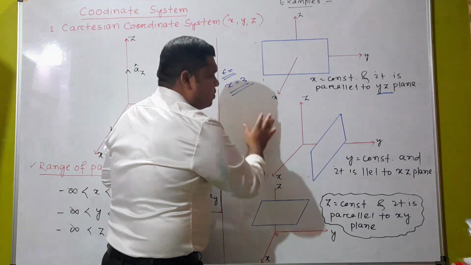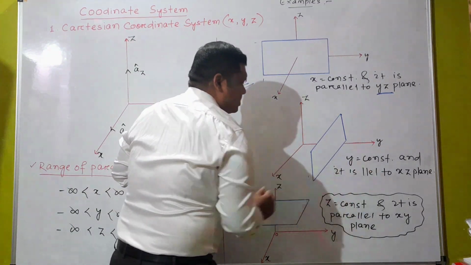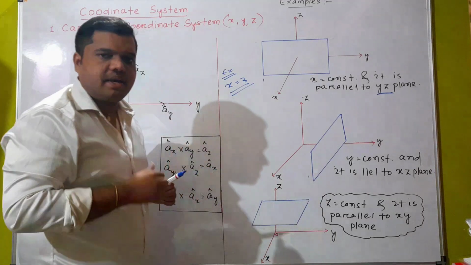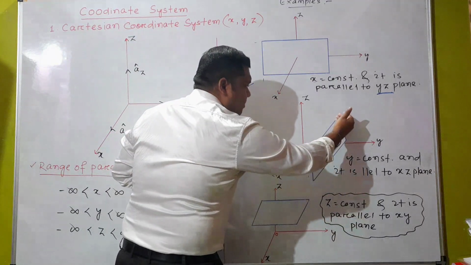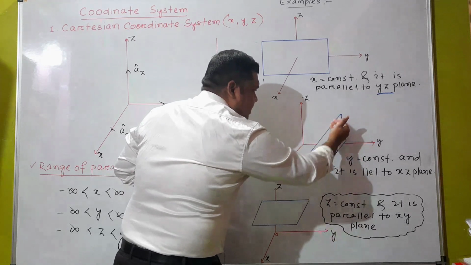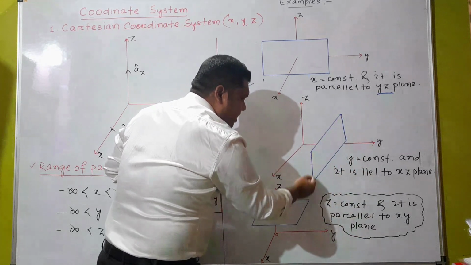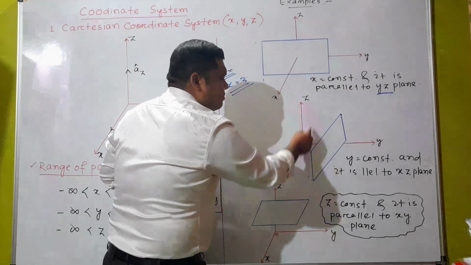Similarly, in example 2, here y equals a constant. Y equals a constant means any constant value. In this case, what happened? In this direction the x parameter changes, and in this direction the z parameter changes.